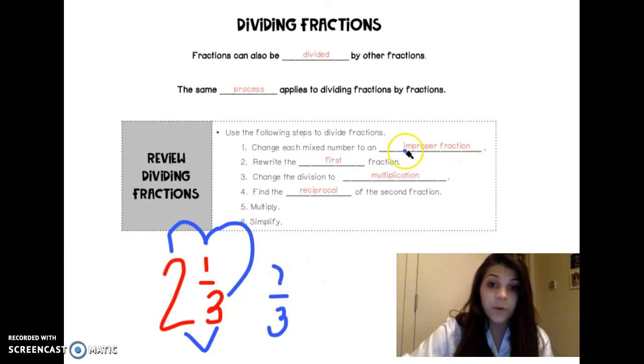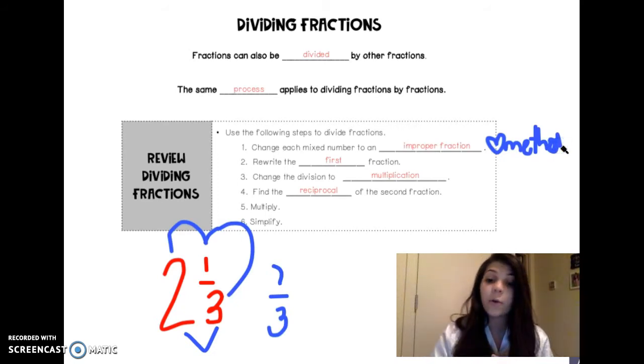And so if you are taking notes at home or want to relearn this, all you need to know is that to change each mixed number to an improper fraction, you do what I call the heart method. And if you want to write that down, it'll help you remember it, then go ahead and do that. The second rule is that you must rewrite your first fraction. I'll go over this step by step with examples in just a moment, so just bear with me. The next one is to change your division sign to multiplication. The next step is to find the reciprocal of the second fraction to multiply and then simplify if needed.